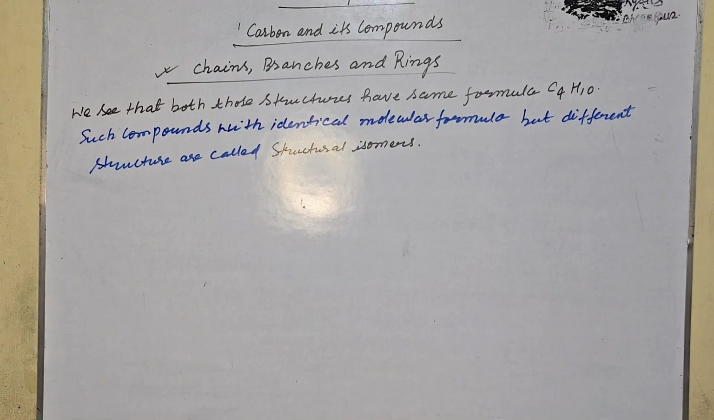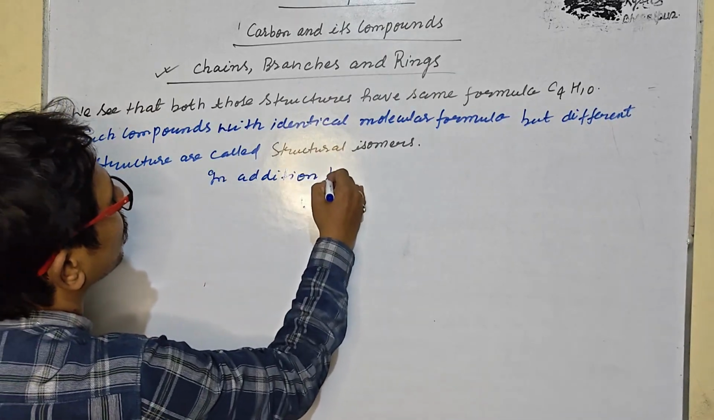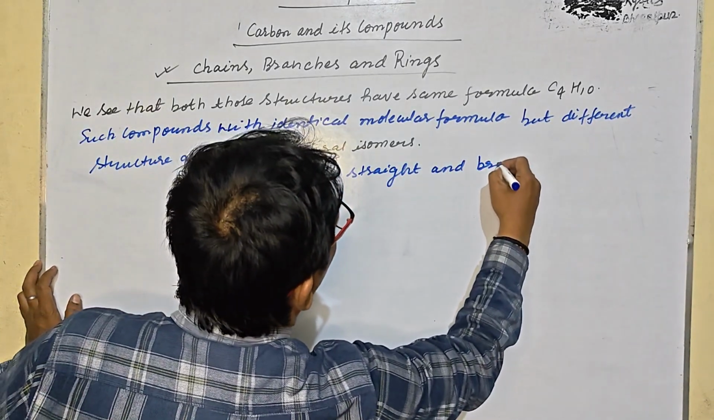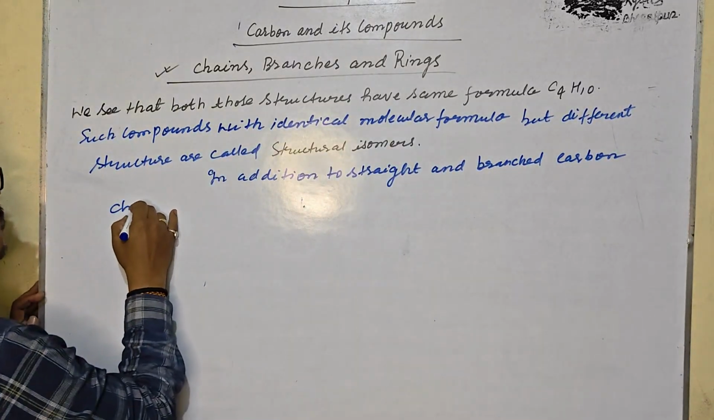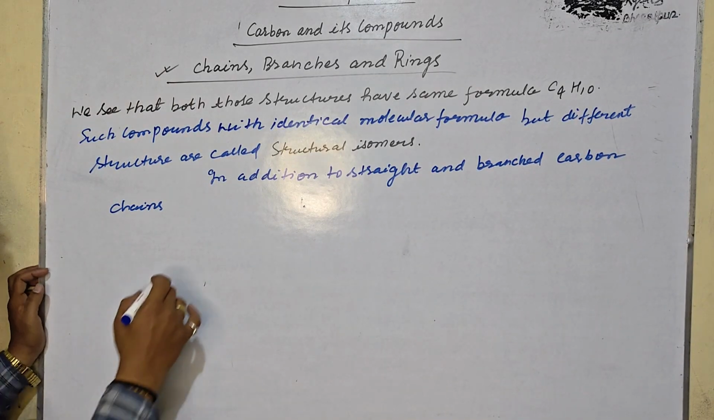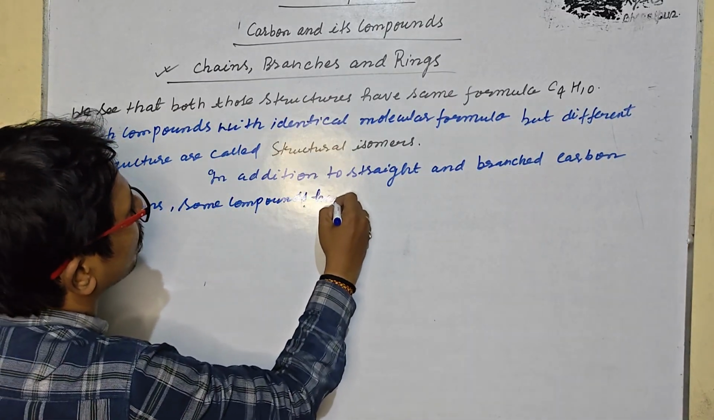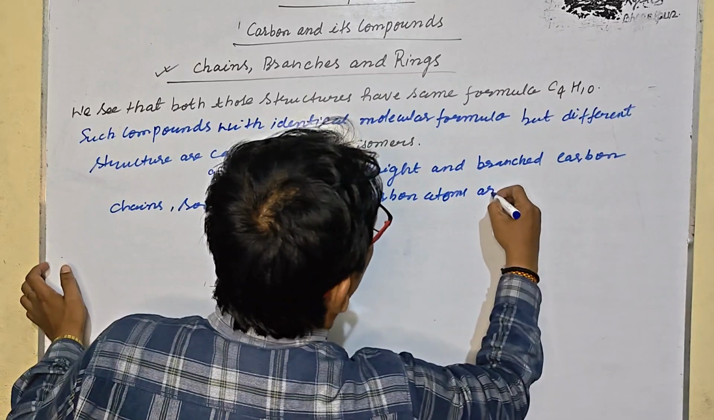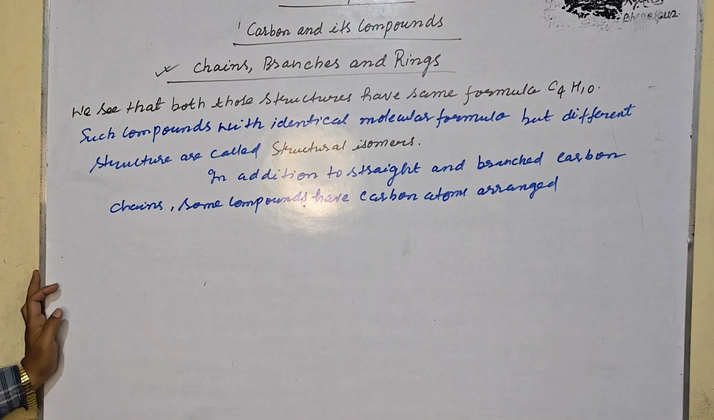In addition to straight and branched carbon chains, some compounds have carbon atoms arranged in the form of a ring.